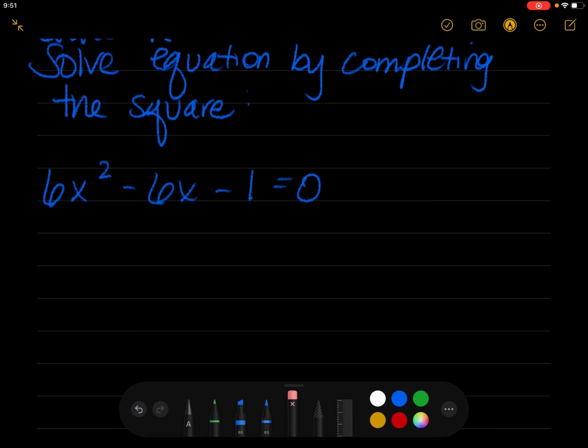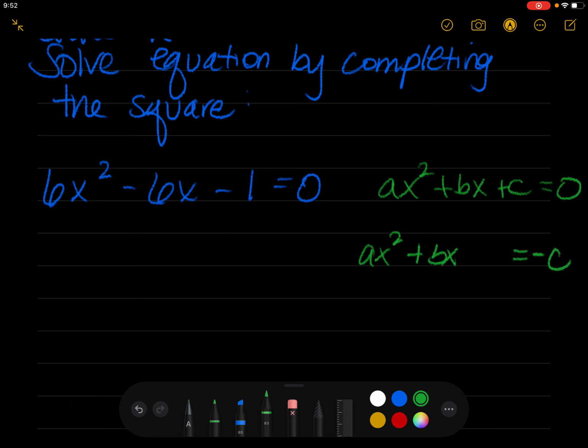This is our quadratic equation in standard form, where we have ax squared plus bx plus c equal to 0. Our first step in our process to complete the square is going to be to move our c, or our constant term, to the other side so that we have our ax squared, our bx on one side with c on the other. So for our equation, I'm going to add 1 to both sides to move my constant, which is the 1. That will leave me with 6x squared minus 6x on the left and 1 on the right.